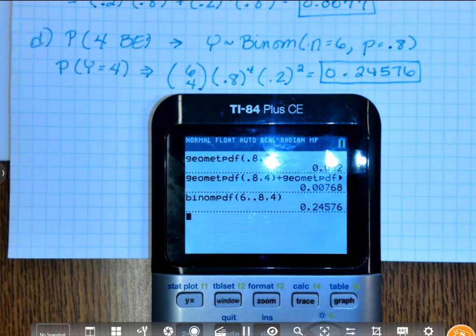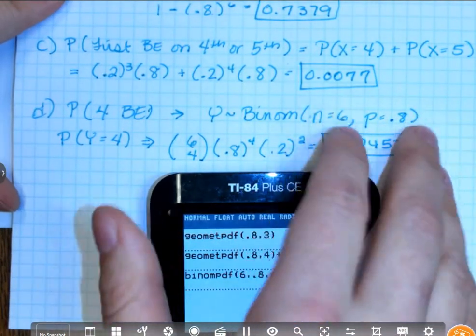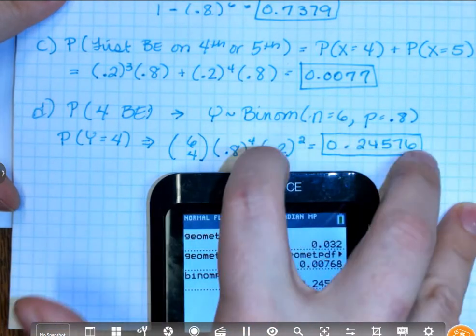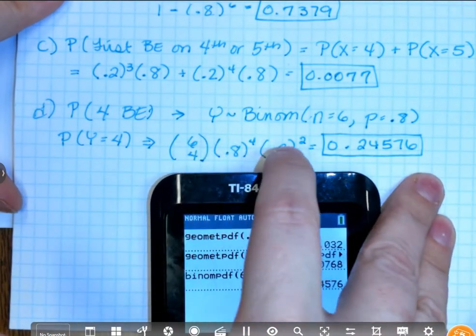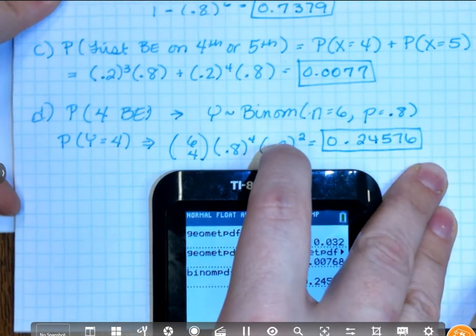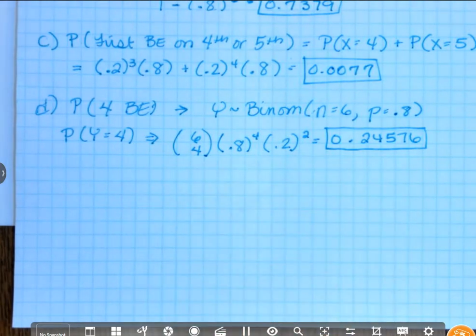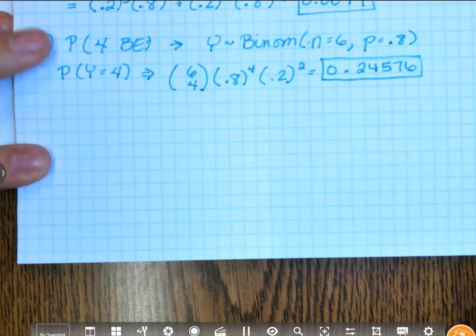The reason why I waited to show you this is because sometimes on the AP exam, the answer will not be given to you in the decimal form. The answer will be given to you in the equation form. And I want to make sure that you can recognize that. But you can always end up plugging it into your calculator to see if you get it. But the reason why I switched to calculator here is because of E and F.